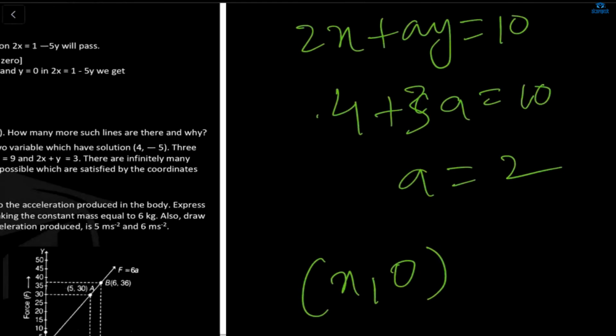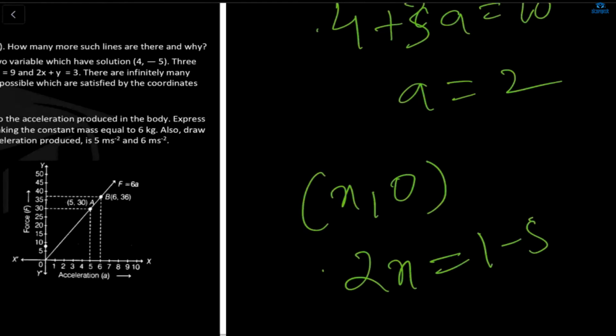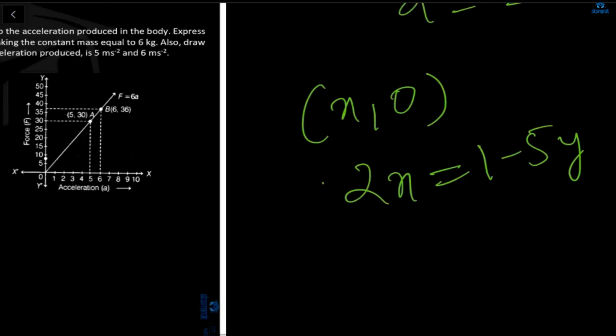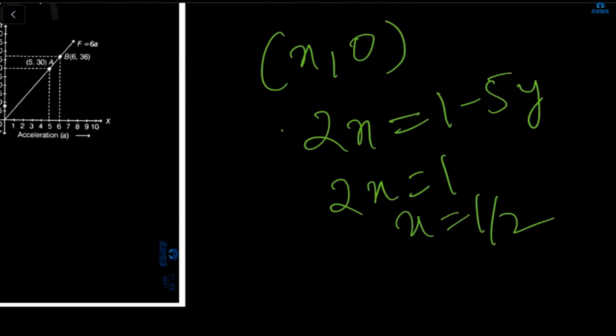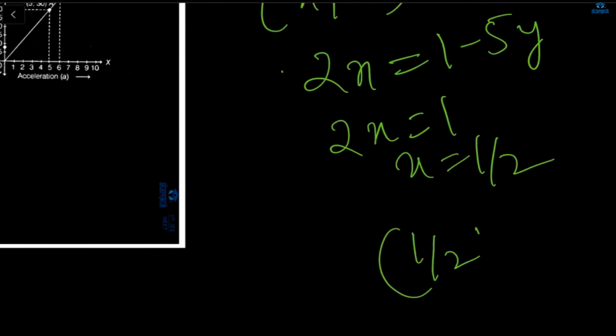2x is equal to 1 minus 5y. Now y will be 0, because if the point lies on the x-axis, y will be 0. So 2x is equal to 1, only 1. So the x value will be half. So the point will be half, comma 0.